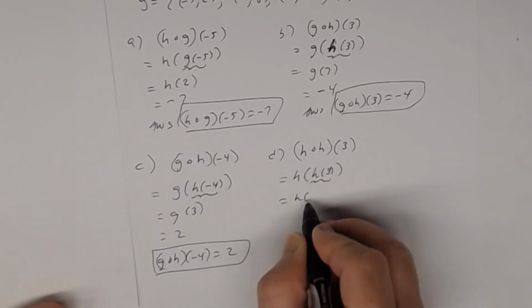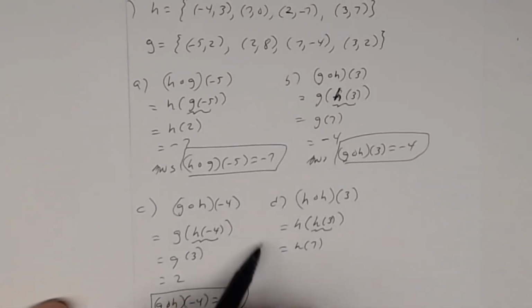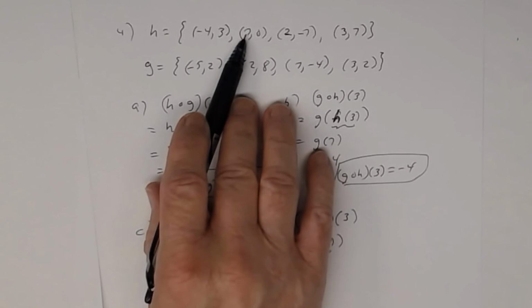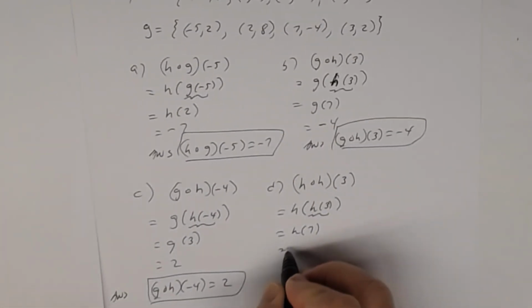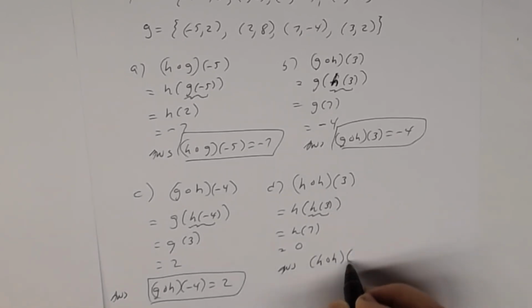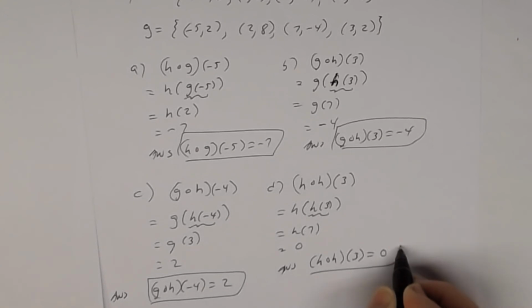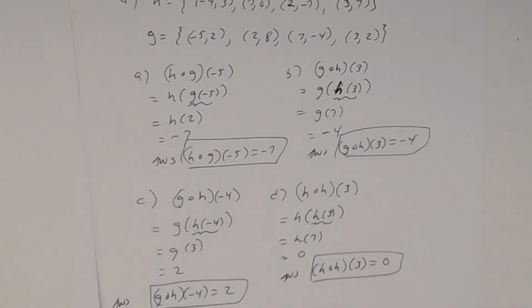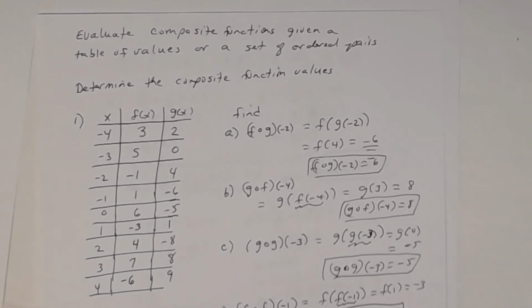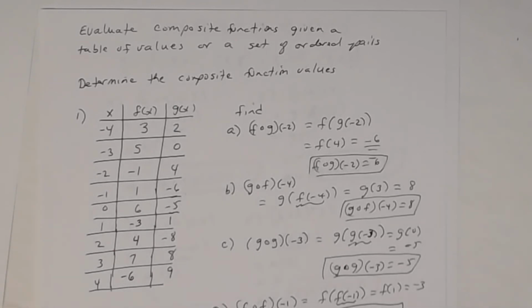So now you're going to find h of 7. And so you go to your table, you go to your set of ordered pairs. And for your function h, when x is 7, what's your y value? Well, when x is 7, my y value is 0. So this equals 0. So therefore, your answer is h composed with itself at 3 equals 0. And that's it. Let's go back to that first page. So that should help you with the topic on evaluating composite functions given a table of values or a set of ordered pairs.